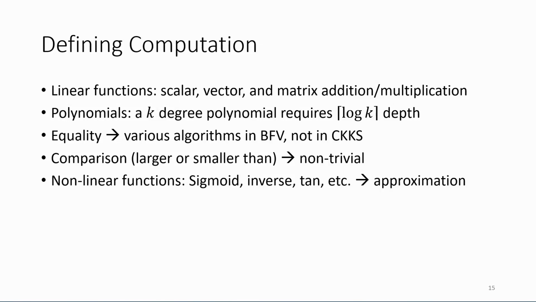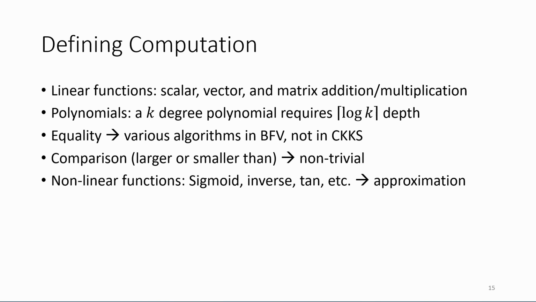So far, we kind of know how to write simple code. What else can we do for computation? We can have linear functions: scalar, vector, matrix addition and multiplications. Those are fine, easy in homomorphic encryption. We can have polynomial evaluation. A K-degree polynomial usually requires log K depth. Equality check can be tricky. There are algorithms to achieve that in BFV.